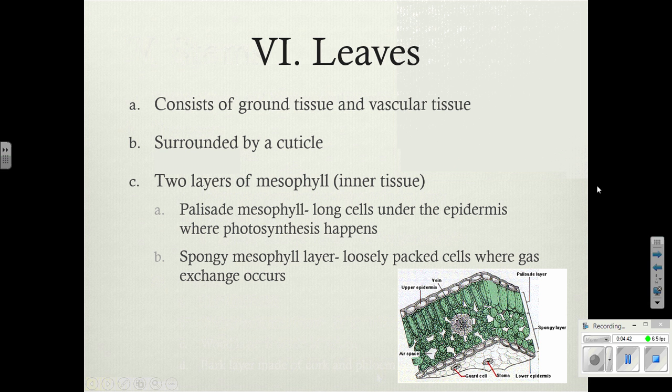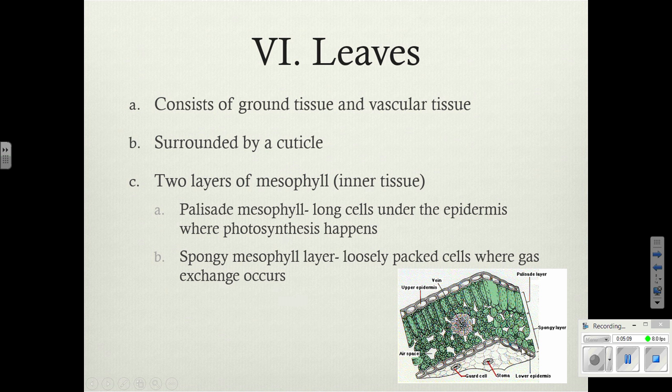The leaves of plants are both ground tissue and vascular tissue. You also have dermal tissue, which is that cuticle sitting on top of all of it. Making up the ground tissue, we have these things called mesophyll layers. There's a palisade mesophyll, which you can see sitting right here under this top epidermis layer. Palisade cells are these tall columns, really long cells, and that's actually where photosynthesis is occurring.